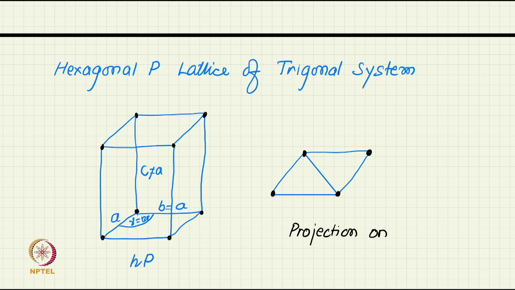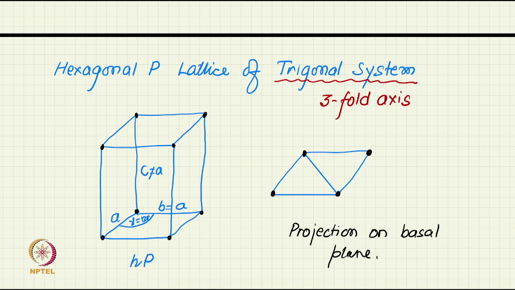This is called projection on basal plane. Now, the question is, we are talking of, just now we said that we are talking of trigonal system, which is supposed to have a threefold axis, one of the 5 point groups which have threefold axis. But this system, the hexagonal P lattice on its own will have a 6-fold axis.